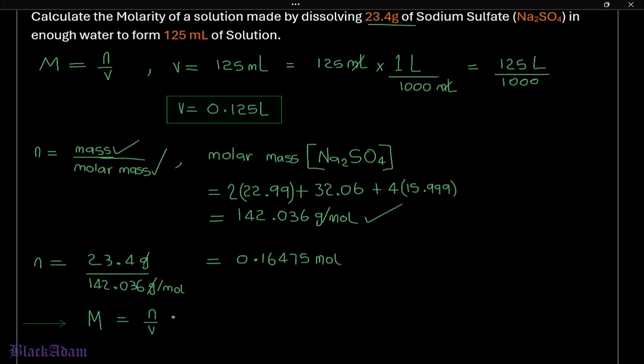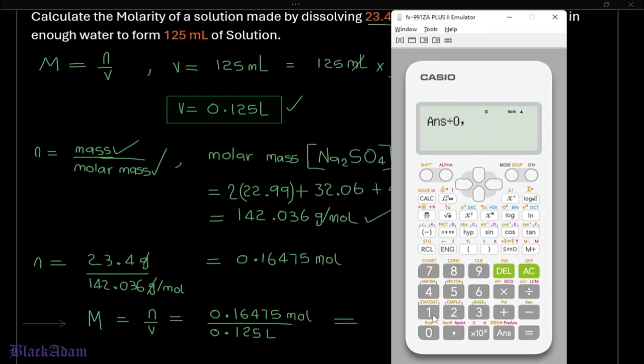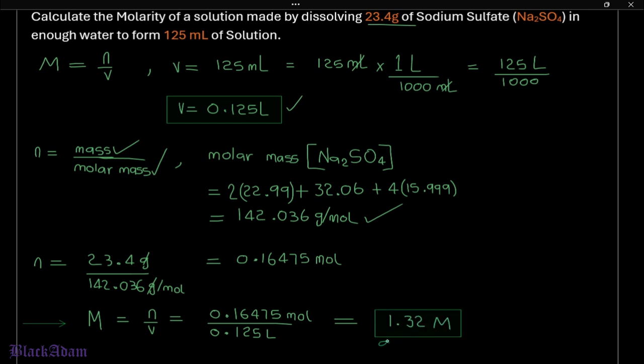So molarity is number of moles over volume. So our number of moles is 0.16475 mole divided by our volume of 0.125. We're supposed to get like 1 point something, and dividing by 0.125, we find 1.3179. So it's 1.32. That's mole per liter, and that's molarity. And that's our final answer.